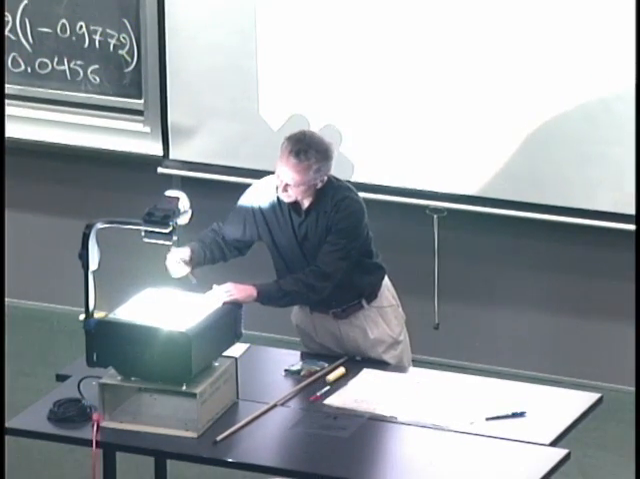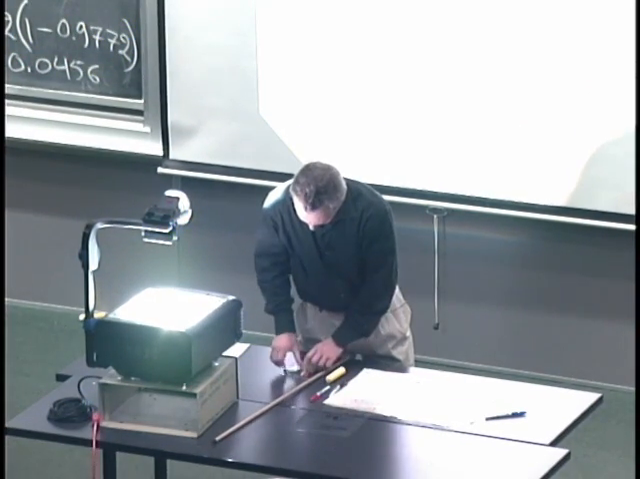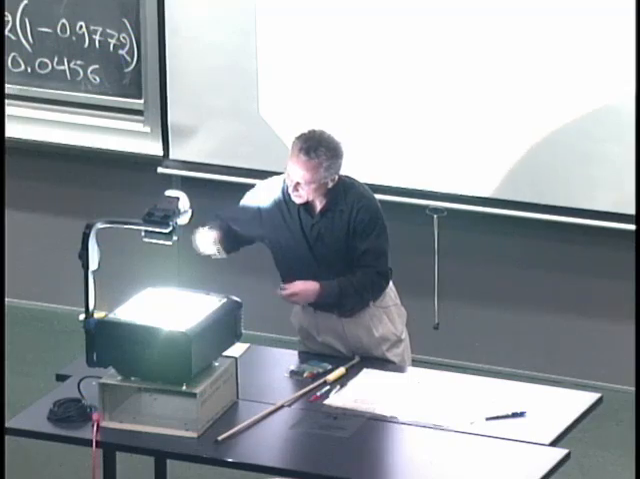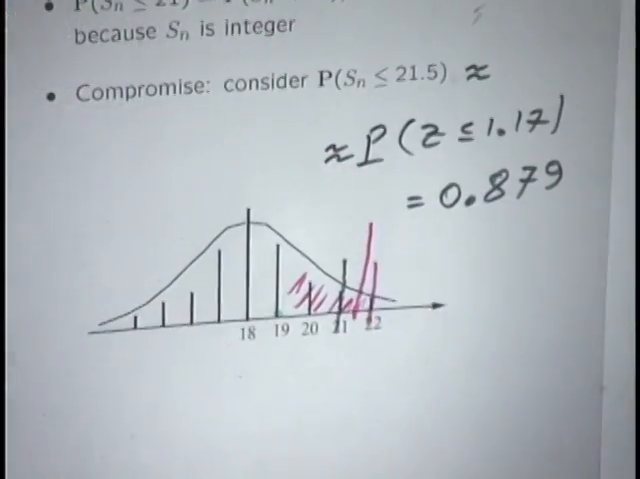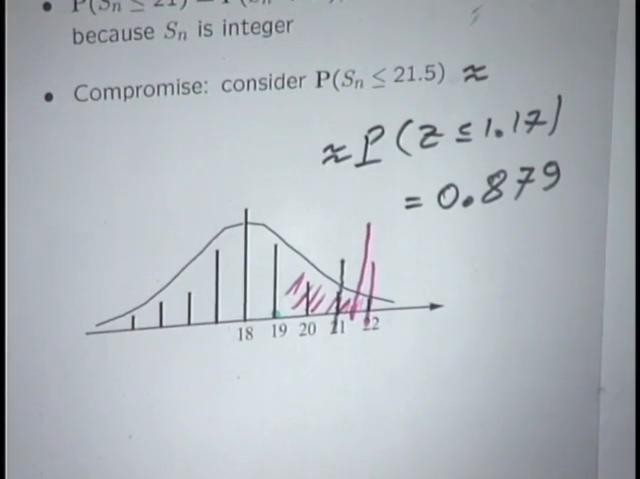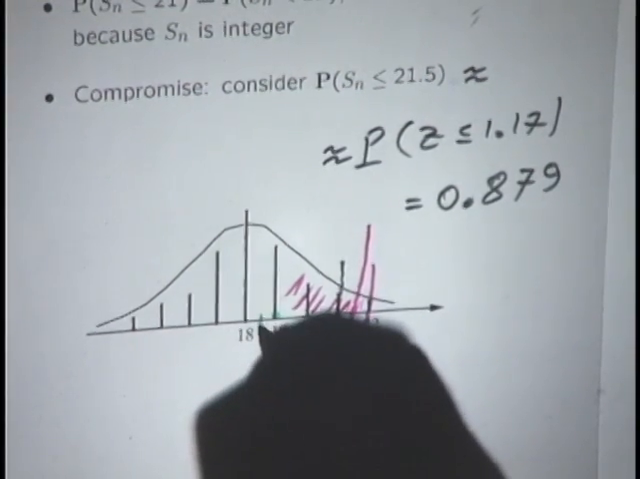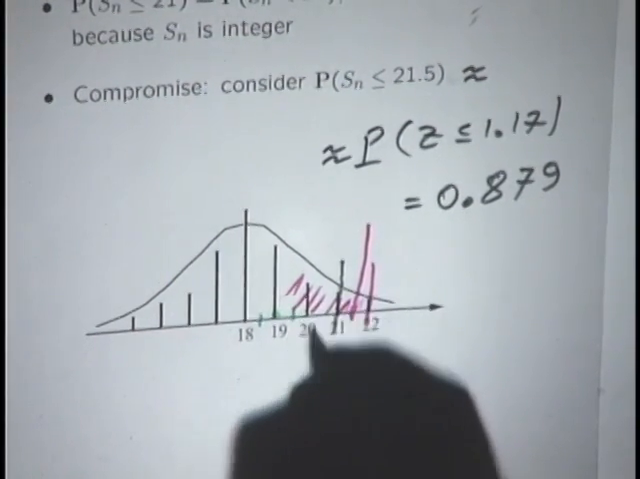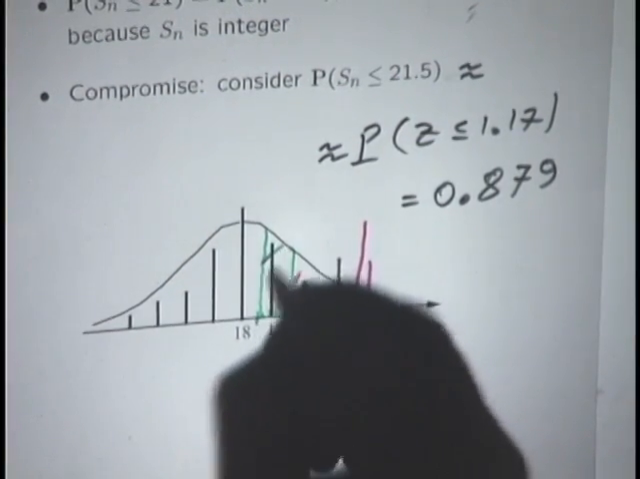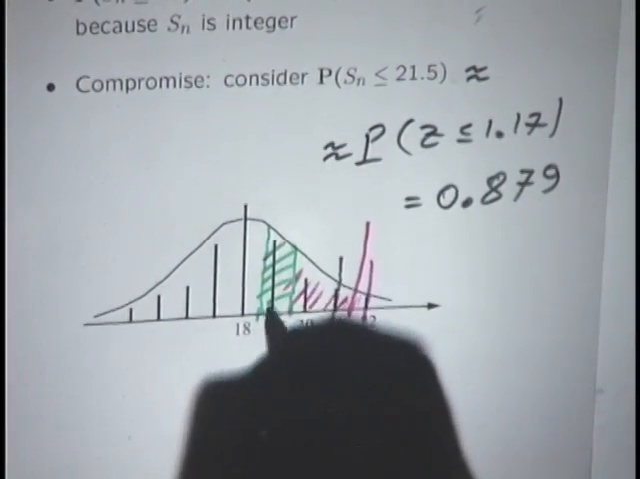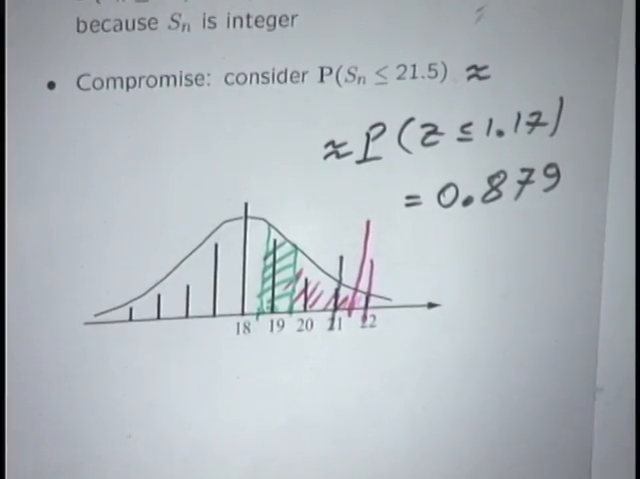We are interested in the probability that Sn is equal to 19. So we're interested in the height of this bar. We're going to consider the area under the normal curve going from here to here and use this area as an approximation for the height of that particular bar.